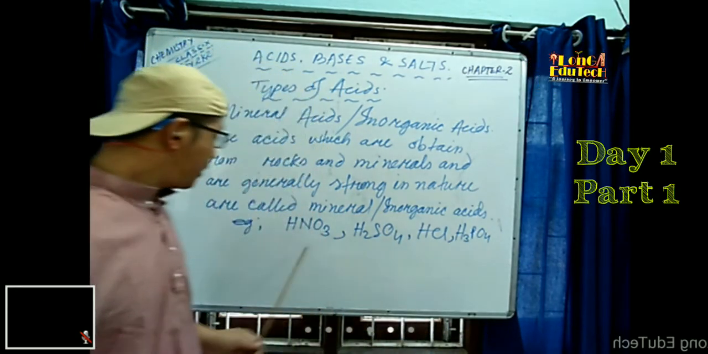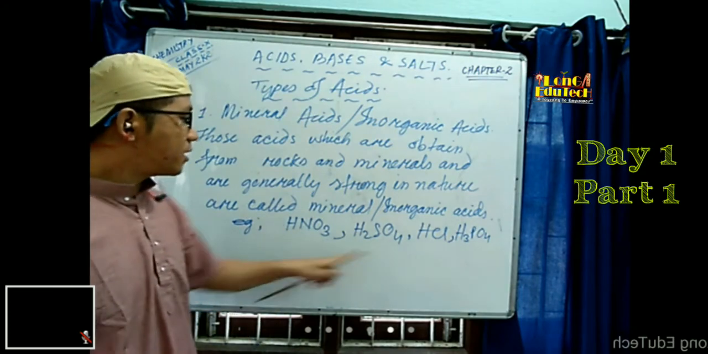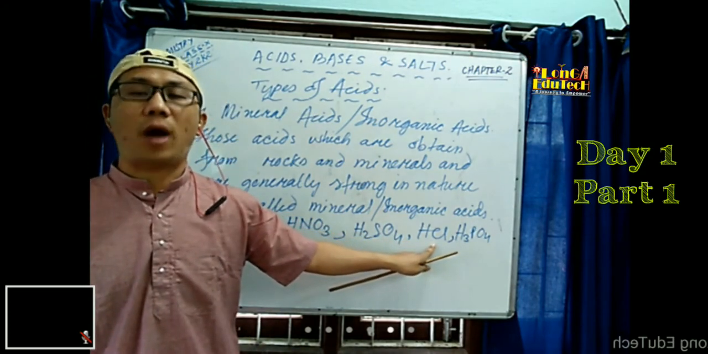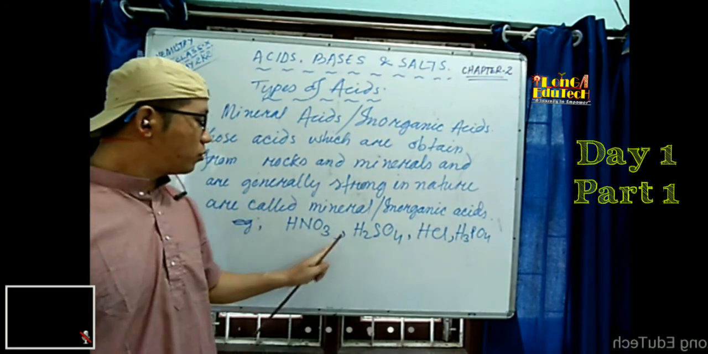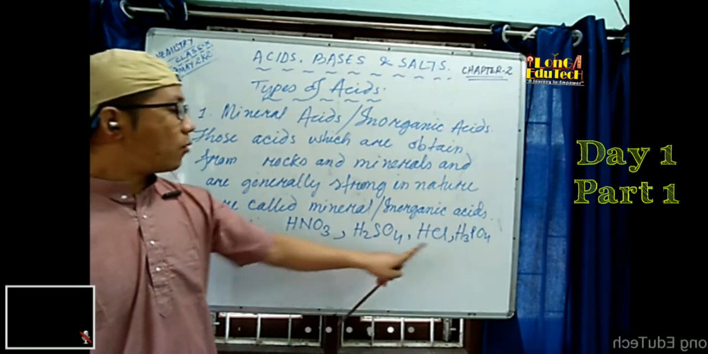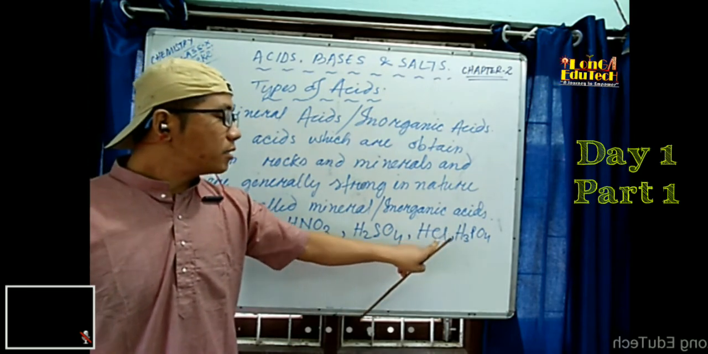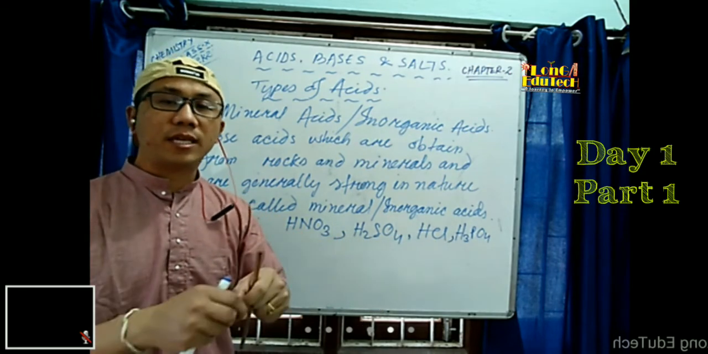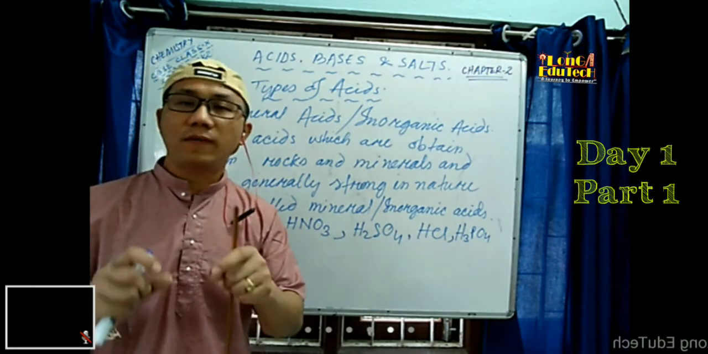Hydrochloric acid and nitric acid should be in the ratio 3:1. Three parts by mass of nitric acid and one part by mass of hydrochloric acid we will take at a time only. When we mix them at a time only, this aqua regia will form.